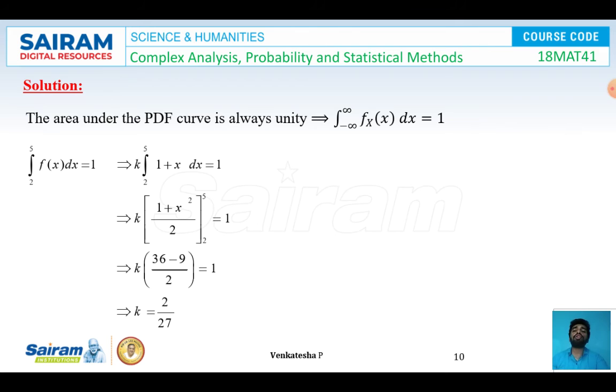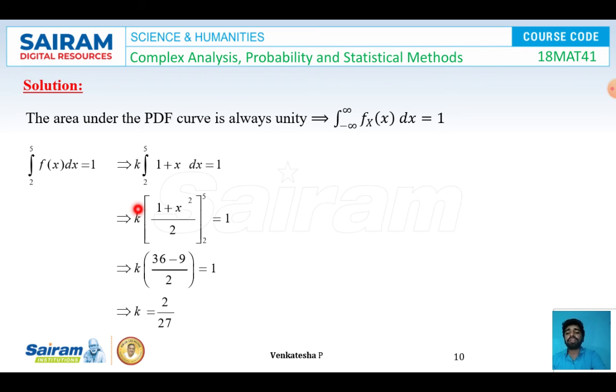To find the value of constant k, we use the formula that the area under the PDF curve is always equal to unity. That is, the integral from minus infinity to plus infinity of the function dx is equal to 1. Now take the given interval, where x varies from 2 to 5, with f(x) = k(1 + x). So the integral from 2 to 5 of f(x) dx is equal to 1, which is k times the integral from 2 to 5 of (1 + x) dx equals 1.